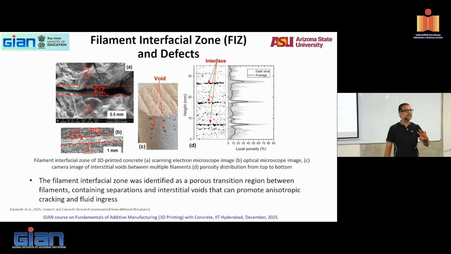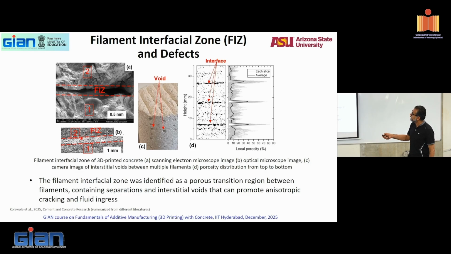Everything else you do with material design, everything else you spend time on developing the best possible mix and creating a high strength mix in the lab goes out of the window because your material now is becoming completely anisotropic. Your isotropy is gone. This is by far the biggest challenge when it comes to mechanical properties. Good? So everybody understands the reason, right? So this is what you see.